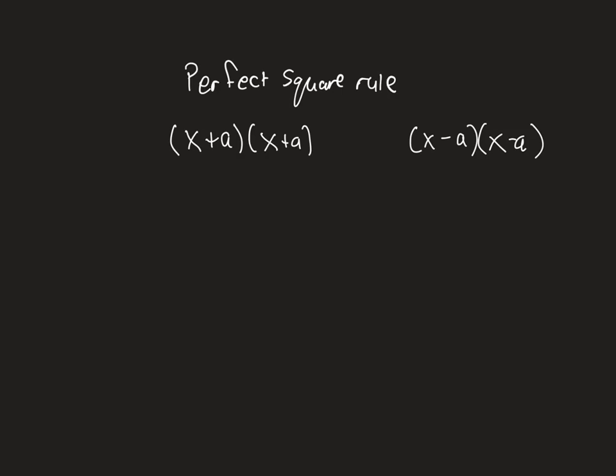It's called the perfect square rule. Now, in the perfect square rule, you have the same factor. That's the important thing. You have to have the same factor. When I say the same, I mean the exact same.